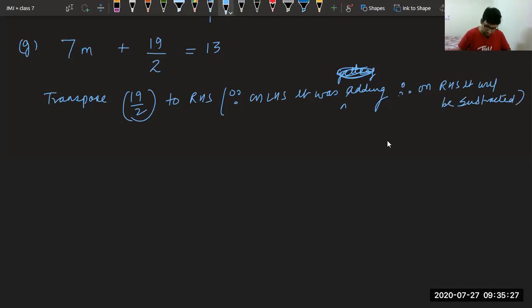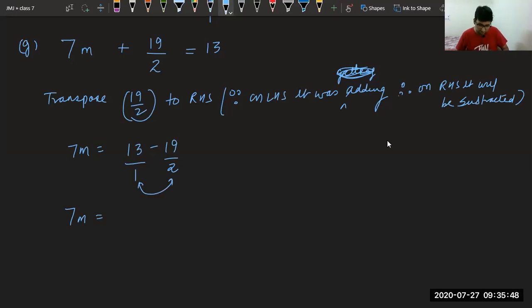So it becomes 7m is equal to 13 minus 19 upon 2. Now solve it. Now comes the part of LCM. All of you, LCM means lowest common multiple. If you don't remember, okay, because everything you forget now that you have studied earlier. So we have to make the fractions like first.